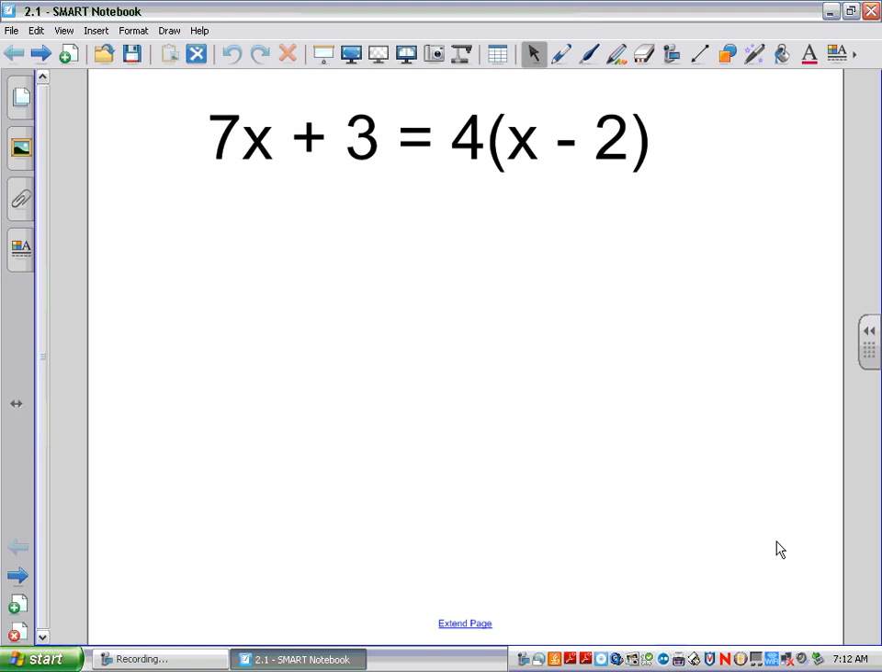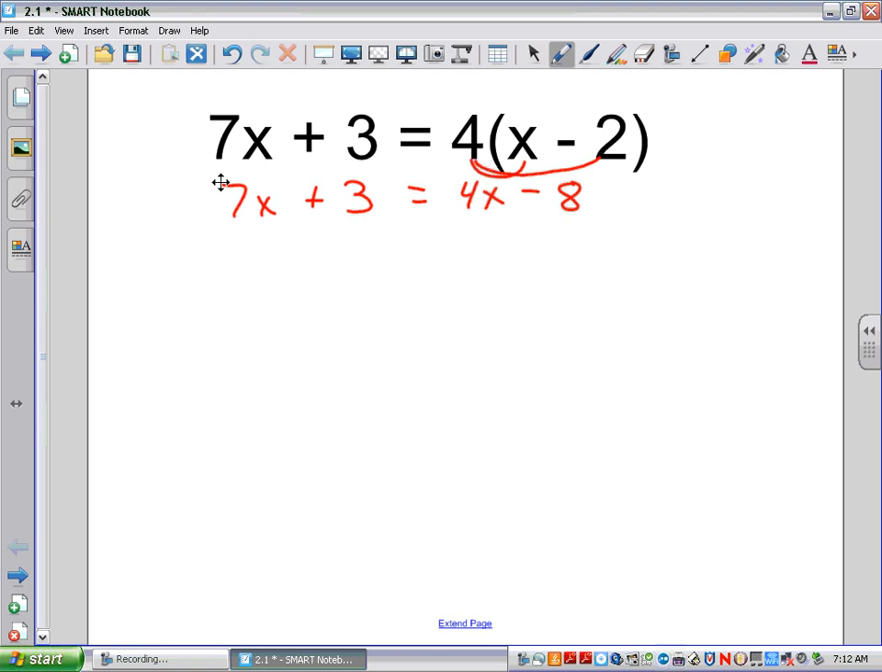The equal sign means it's an equation. We have to solve the equation. So we need to decide what to do first. And that to do first is the parentheses. I need to do distributive property. So I'm going to write 7x plus 3 equals and distribute 4x and then minus 8. That gets rid of the parentheses.